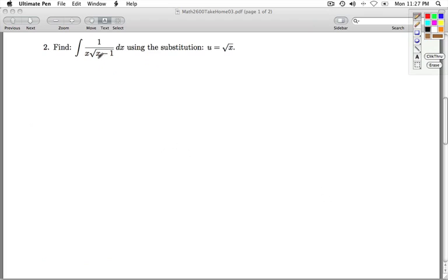Alright, number 2, we're asked to find the same integral we did in number 1, but now we're asked to give using a different substitution. So if I let u equal the square root of x, du is 1 over 2 square root x dx, and now I look at this integral here.